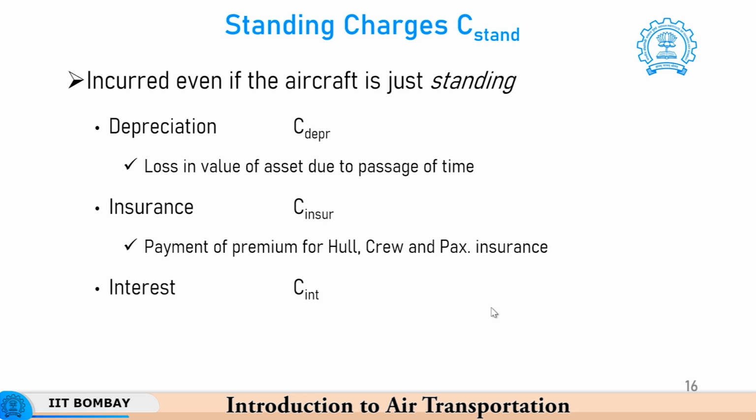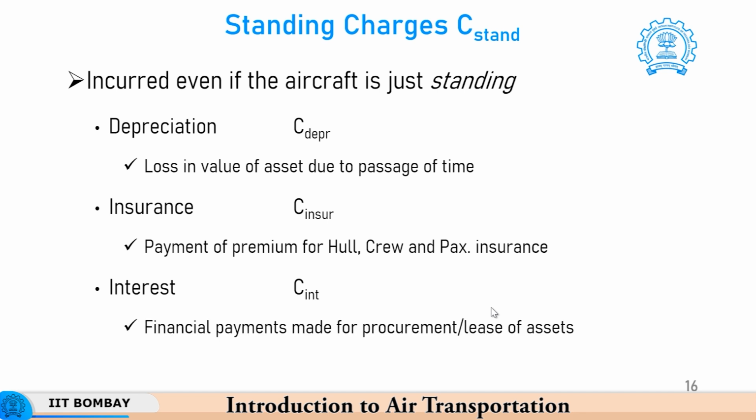And then aircraft are very expensive. So, therefore, most airlines do not put their own hard earned money into procurement of aircraft. They actually take a loan from a financial institution to buy aircraft and then they have to pay the interest. So, the financial payments which are made for either procurement of the aircraft, or if you do not want to buy, you want to lease, you have to make some payment towards the lease charges. So, these come under interest.